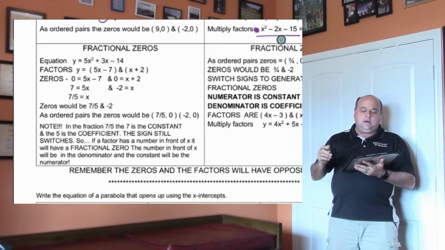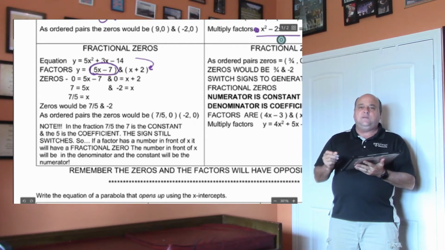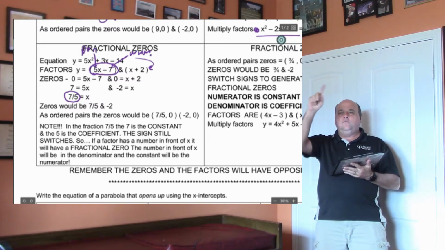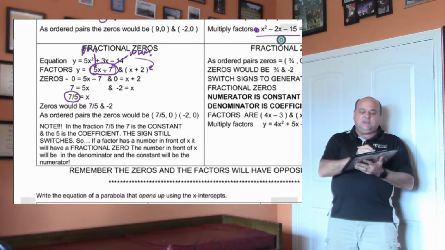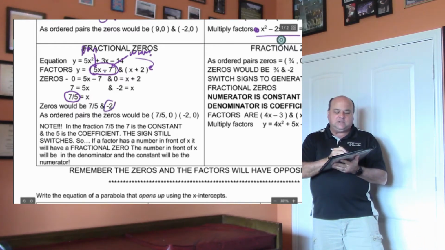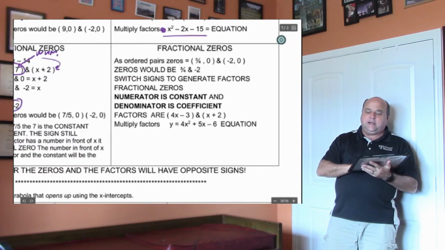And lastly, right here, I'm going to go to here, get my factors. If you have a number in front of the x, it turns into a fraction. Remember, this is your numerator, and this is the denominator, because you're going to move the 7 over and divide by 5, and the signs will switch. Don't forget that. The opposite of a +2 would be a -2, wouldn't it? There's words down there that will help guide you.